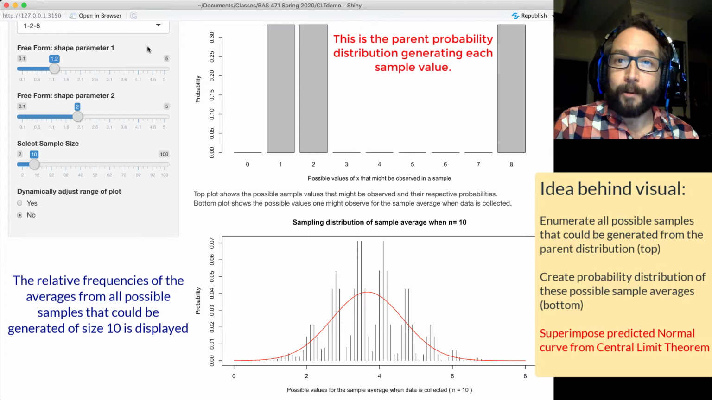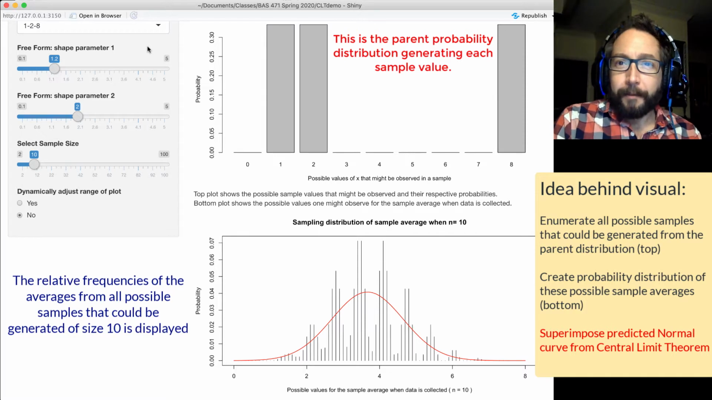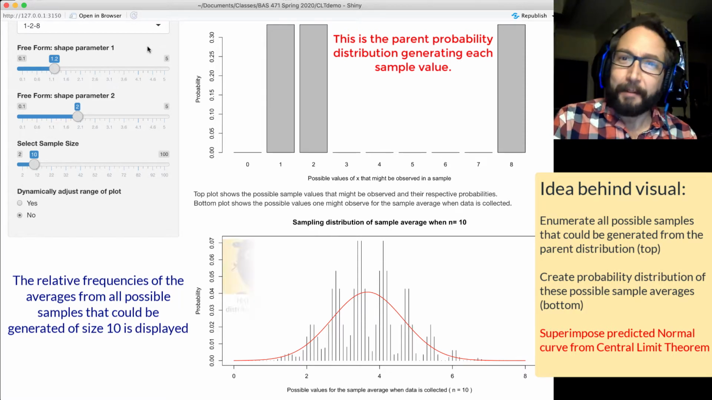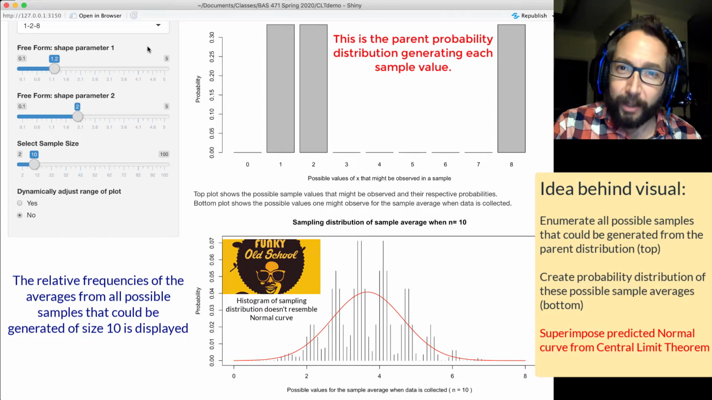Now, superimposed on this is a normal curve in red. That's actually what the central limit theorem has to deal with. But for right now, if we just look at that sampling distribution, we see that it has kind of a funky shape. There's some peaks, there's some valleys. There's very little that we could do to really describe what that overall shape looks like. And this is where the central limit theorem is going to come into play.